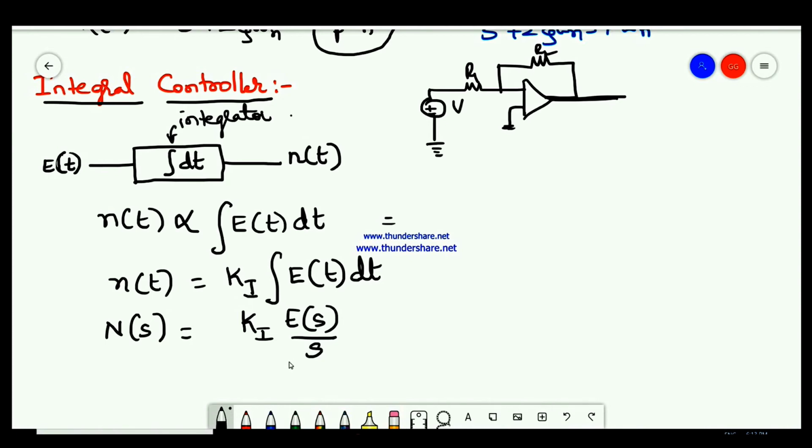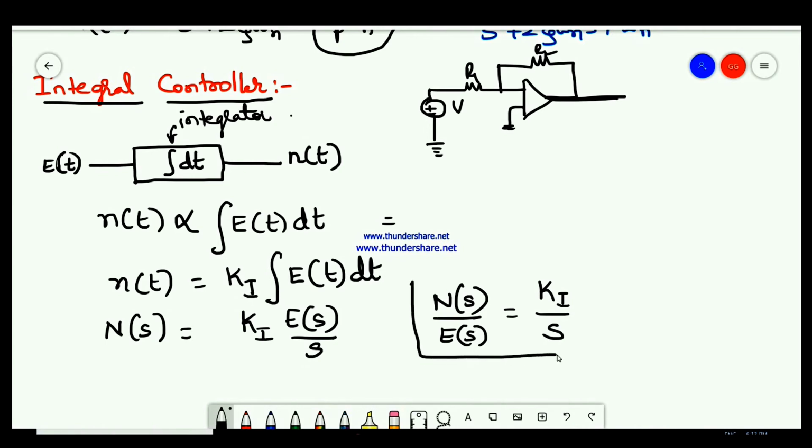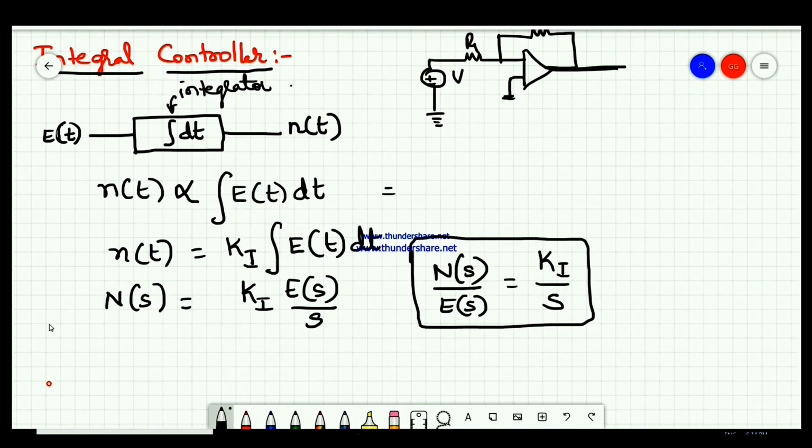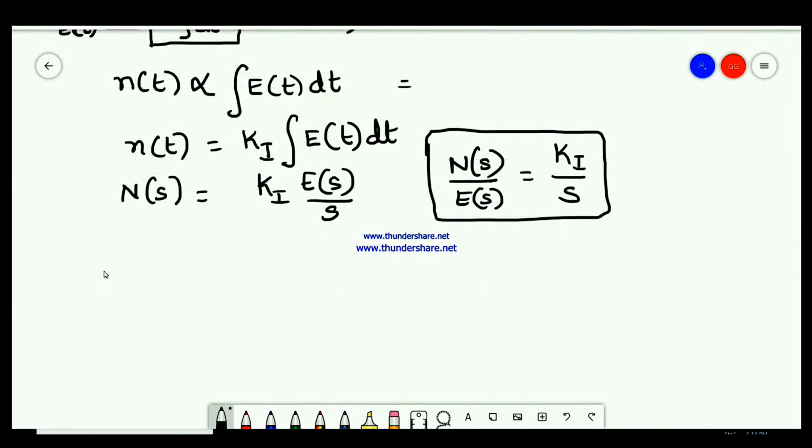If I take the transfer function for this particular N(s) by E(s), we get N(s) by E(s) equal to Ki by s. So this would be the gain of the block that we use for a controller when I add it into the second order control system.